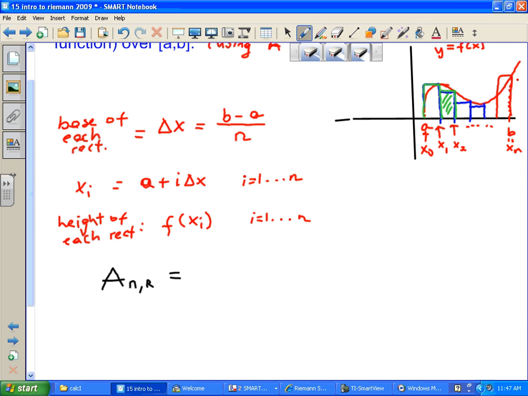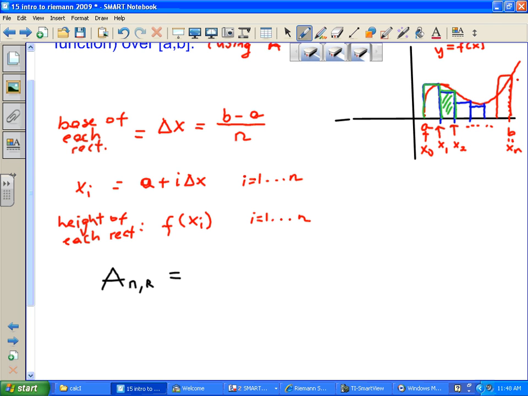And from now on, I might abbreviate my notation. Usually, I'm going to be referring to the right sum just to make things easier, because we could have used the left sum or the midpoint sum. So I'm just going to pick one, and that will be the right sum. So I might drop this R notation. If I just say A sub n, please assume that represents the area using n rectangles using the right sum.